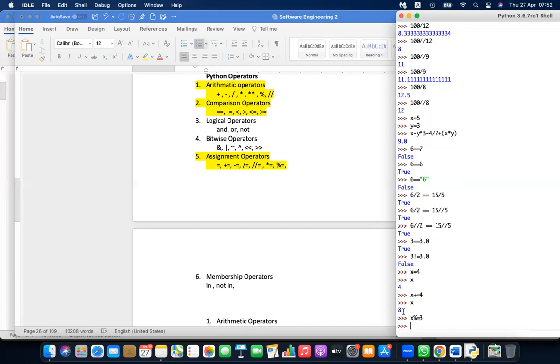X is 8. Currently x is 8. You are dividing by 2. Not x. X is 4. No, yeah, x is 8, because currently x is updated. So what will be the x now?